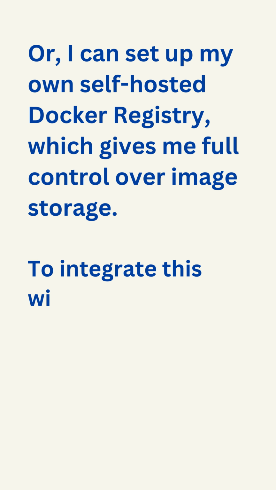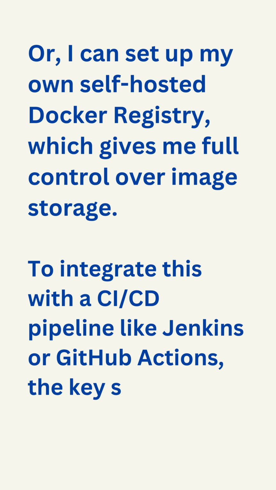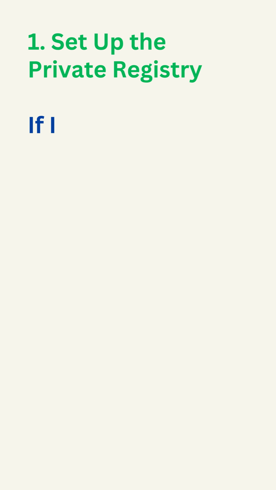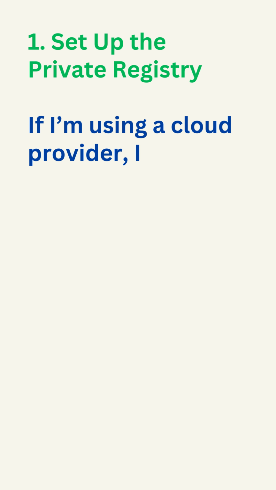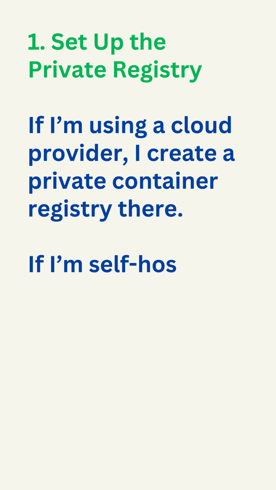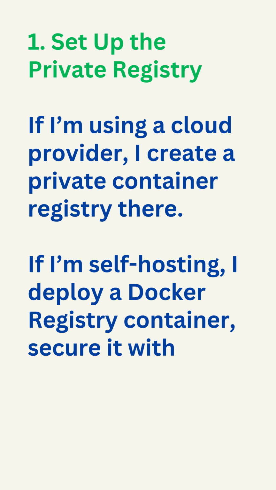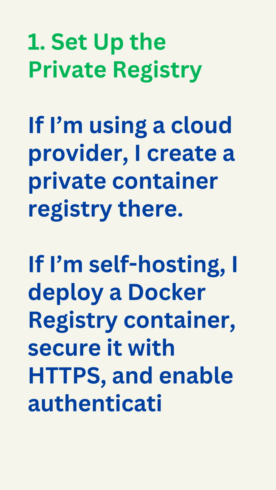To integrate this with a CI/CD pipeline like Jenkins or GitHub Actions, the key steps are: 1. Set up the private registry. If I'm using a cloud provider, I create a private container registry there. If I'm self-hosting, I deploy a Docker registry container, secure it with HTTPS, and enable authentication.